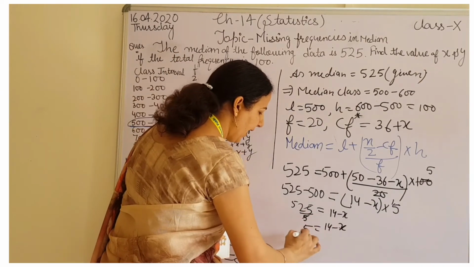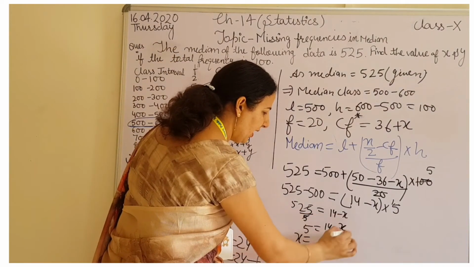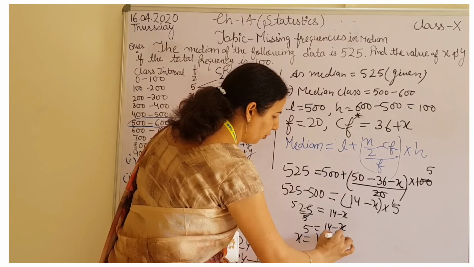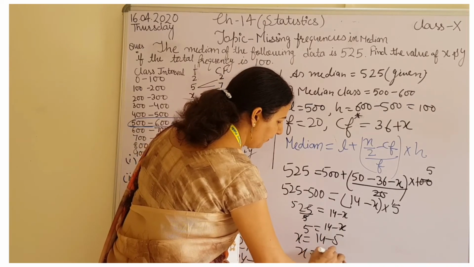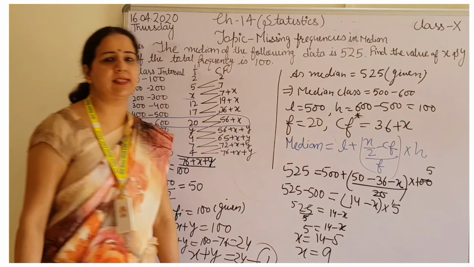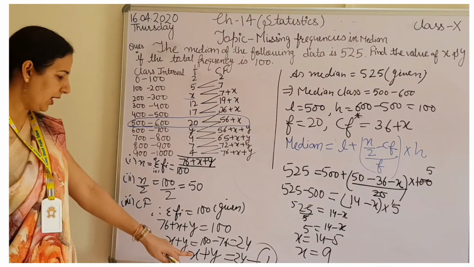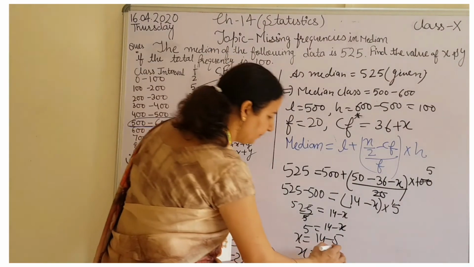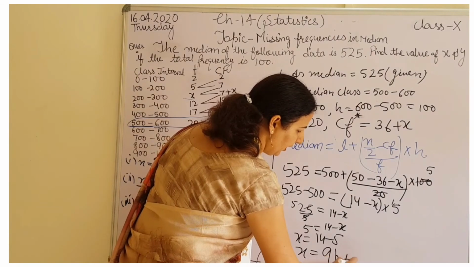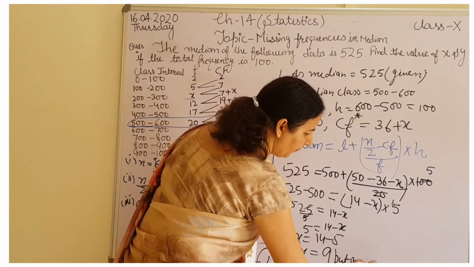Just shift x to this side and 5 to that side, meaning we have to solve the equation. So what is the value of x? It is 9. Put it in equation number 1.